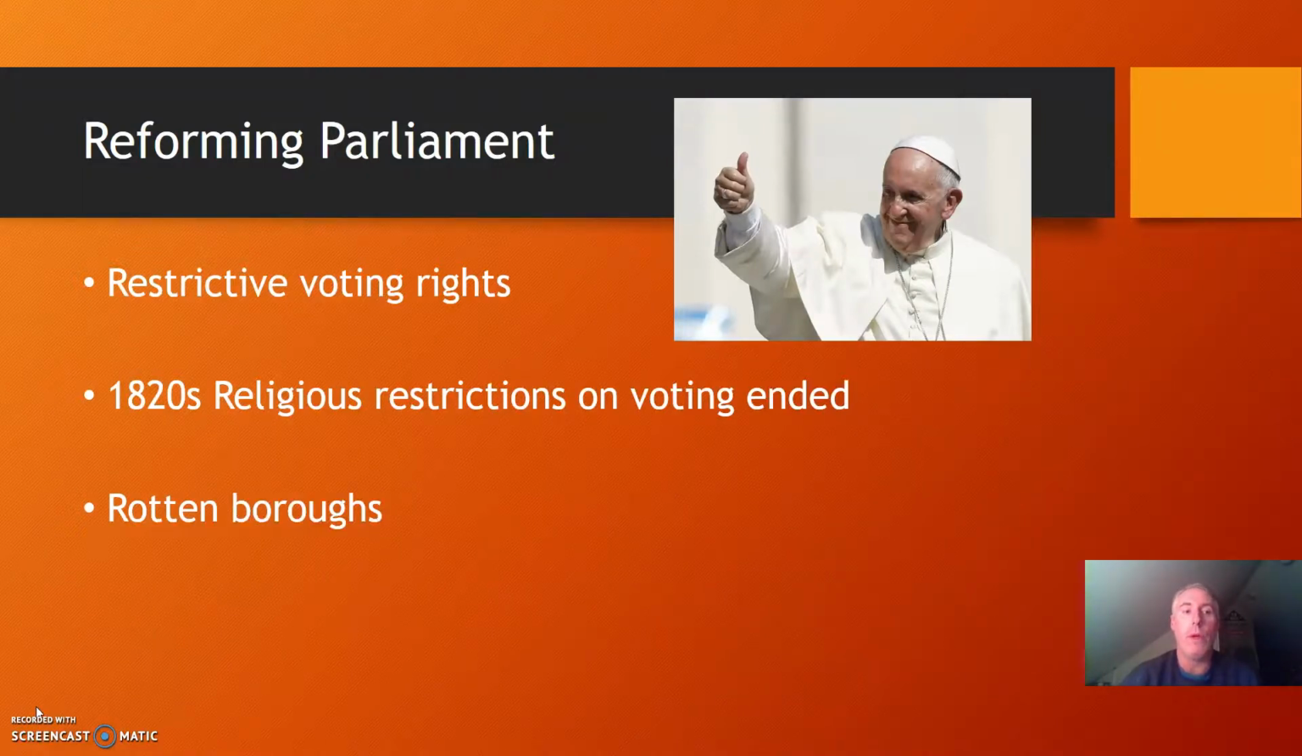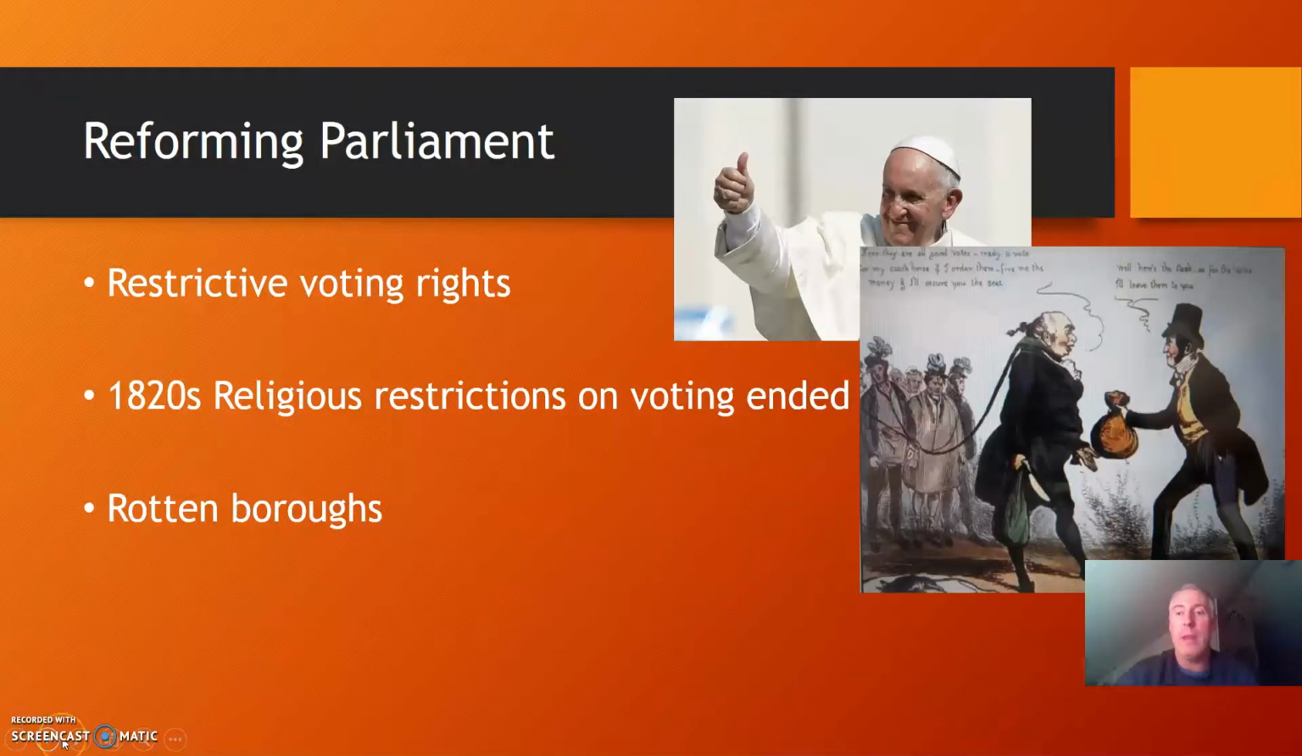Rotten boroughs were rural or country towns that had lost much of their population due to industrialization and people moving to the cities. This became a problem politically for the wealthy landowners who remained in the countryside in their big manor houses. They wanted to keep their representation in government, so they kept sending the same amount of people to Parliament even though they didn't deserve it based on population. What did they do? They paid them.